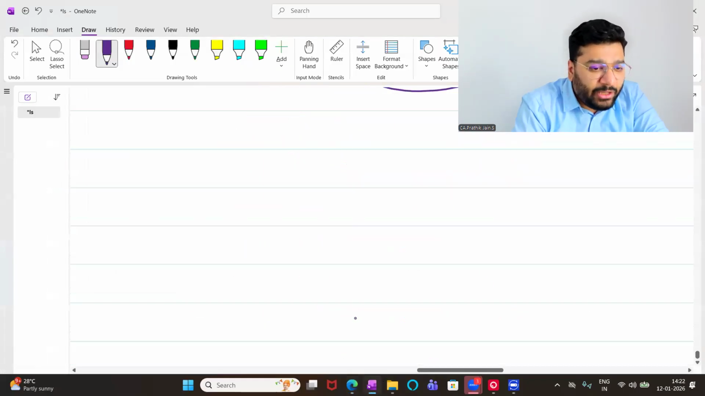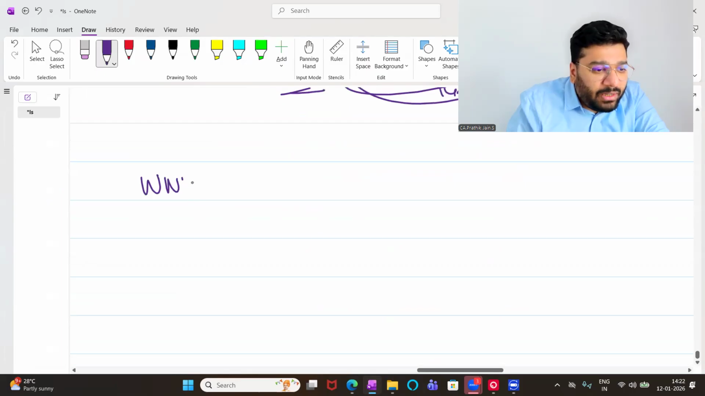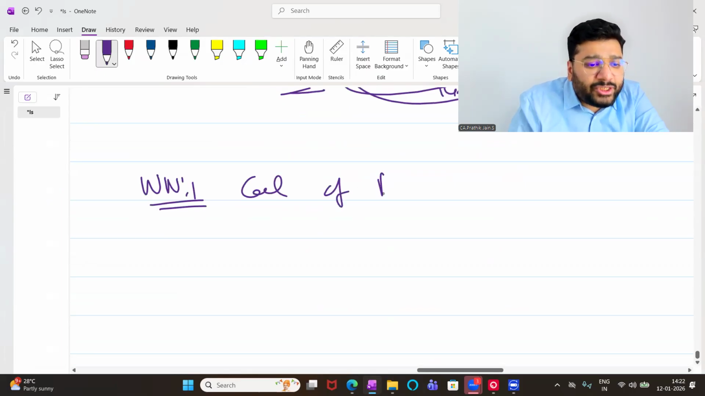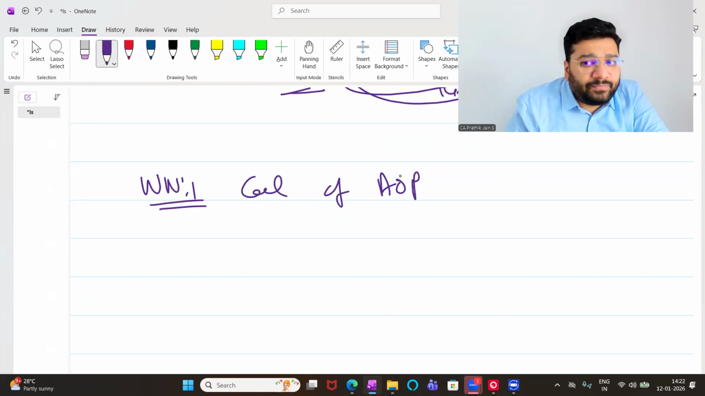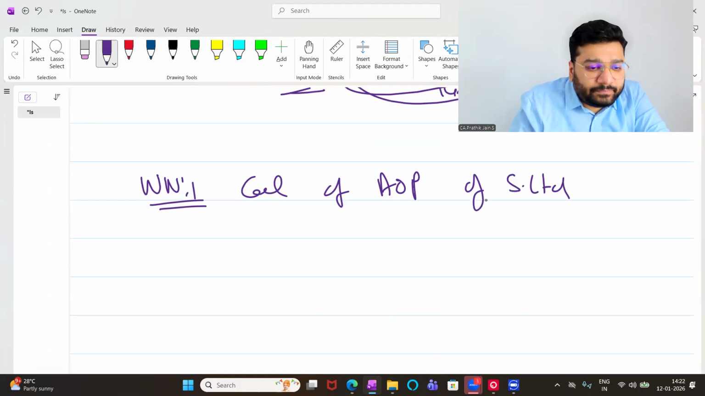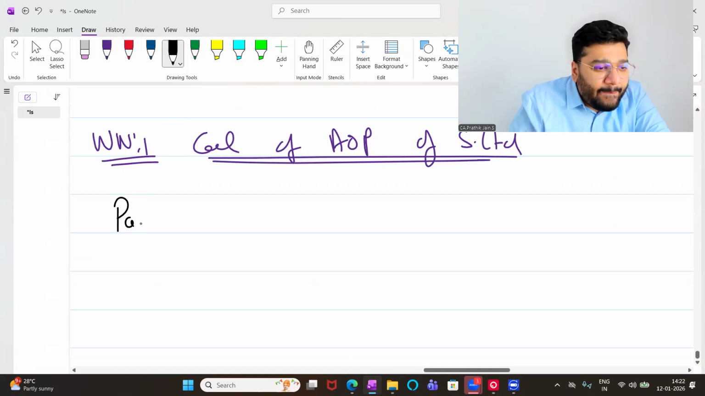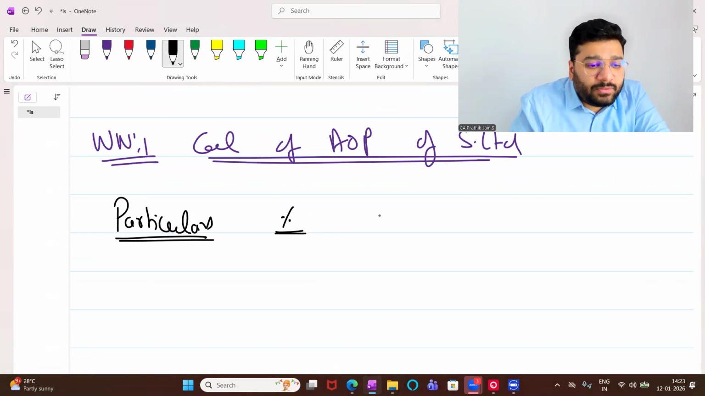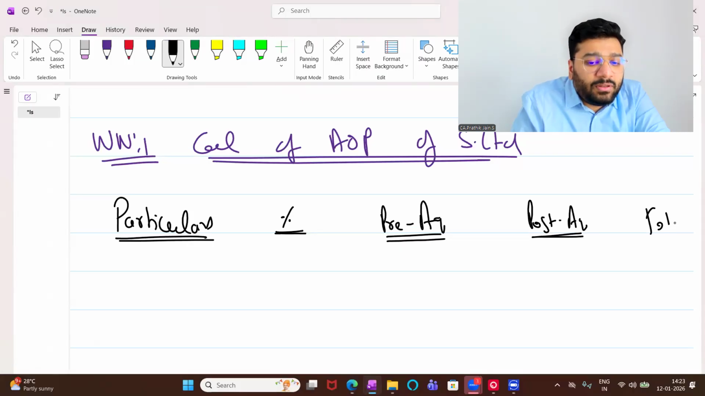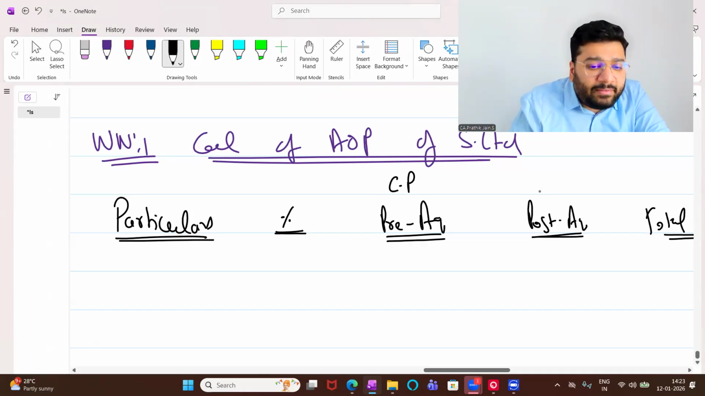Let's do it. First working note, AOP. Working note number 1. Calculation of AOP of holding company, of subsidiary company. Format please. Particulars, then percentage, pre-acquisition profit, then post-acquisition profit, then total. Pre-profit and post-profit are also called capital profit and revenue profit.